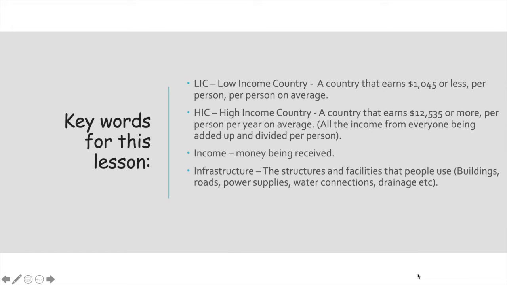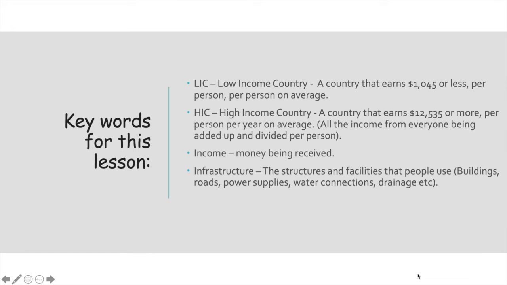HIC, high income country, is the opposite of that. A country that earns $12,500 or more per person per year on average. All of the income for everybody is added up together and divided per person. So that doesn't mean everybody will have 12,500, but all of the money added up together in one year, divided by the number of people you have, is what you end up with. And this is a rating that everybody does globally.